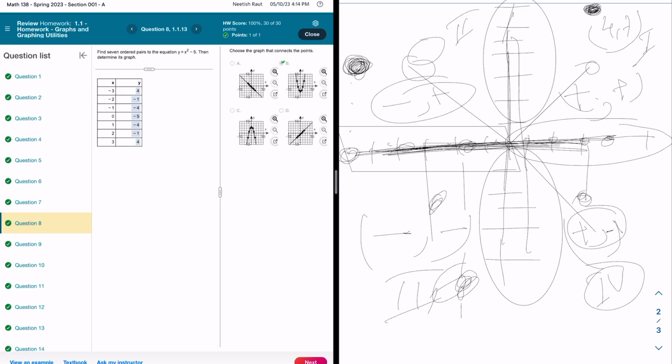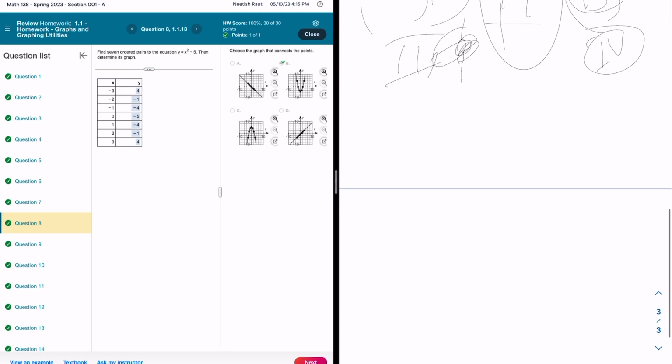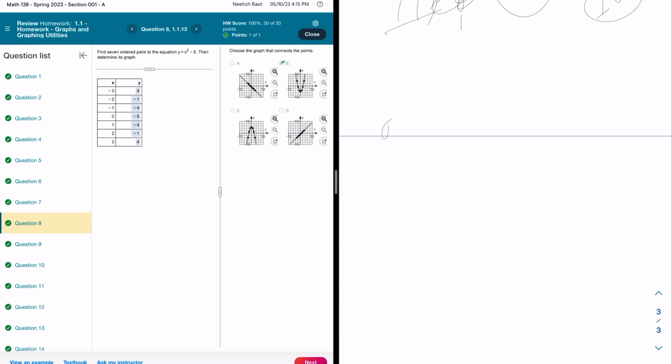Till now we have plotted just one coordinate, an ordered pair. Now we have an equation. So how do we plot the equation? For any given equation, we will write the equation, right?